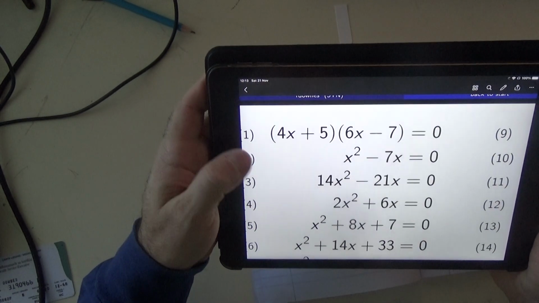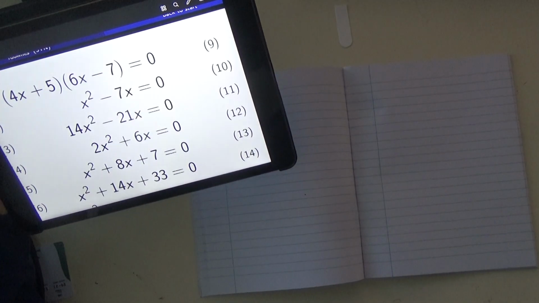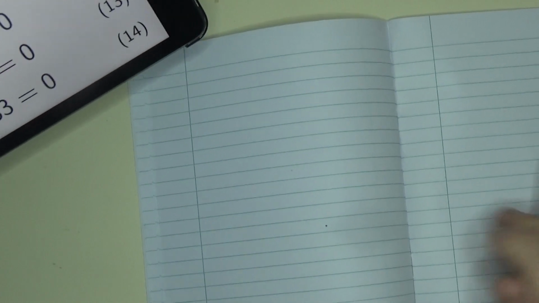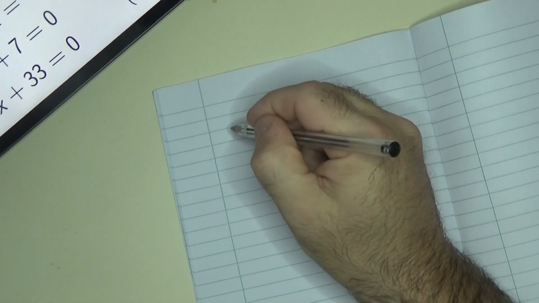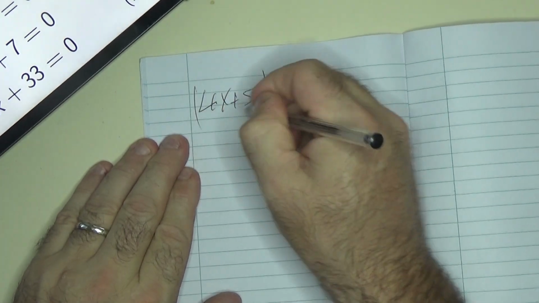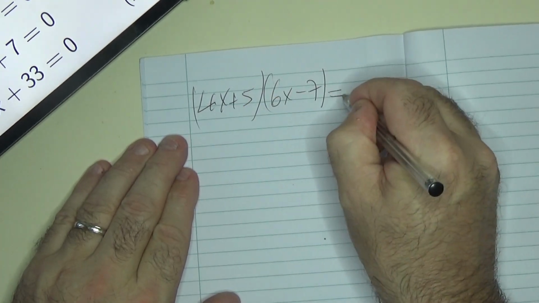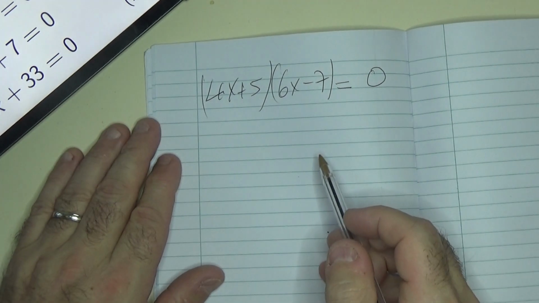So the first question is to solve (4x + 5)(6x - 7) = 0. Now 4x + 5 and 6x - 7 are two binomial factors getting multiplied together to equal 0. So this is already factorized and you have to solve it.